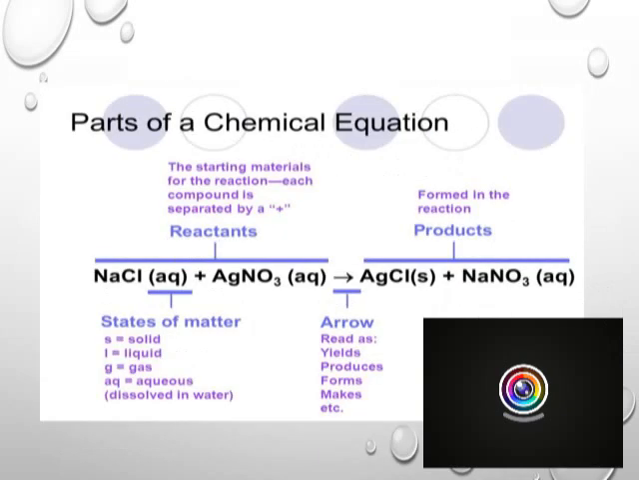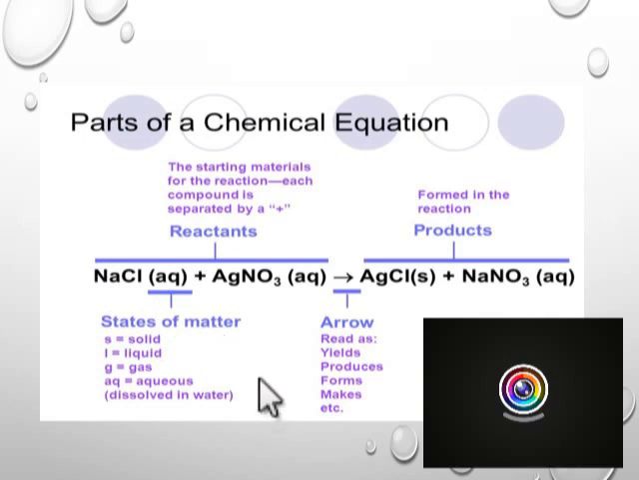Similarly, here is another example of a chemical reaction, in which NaCl is reacting with AgNO3 and converting into AgCl and NaNO3. Here you have to observe that with NaCl I have written aq, small aq, in brackets. This aq, or small s, represents the state of the substance in which it is present for this reaction.